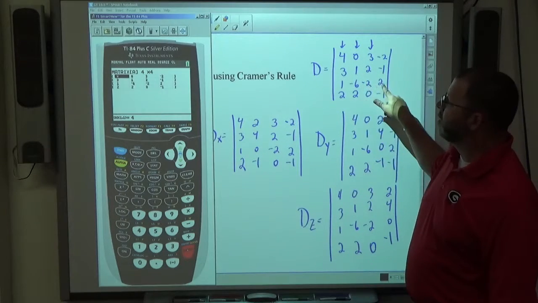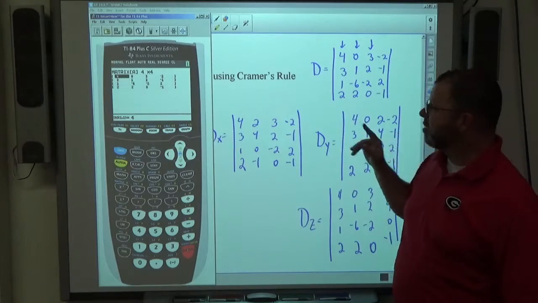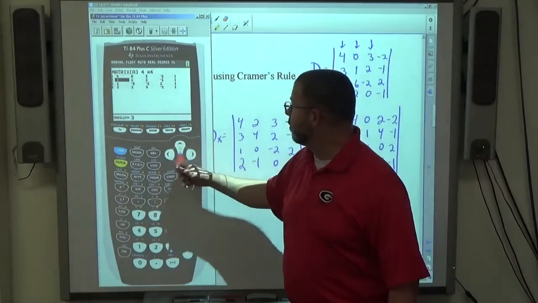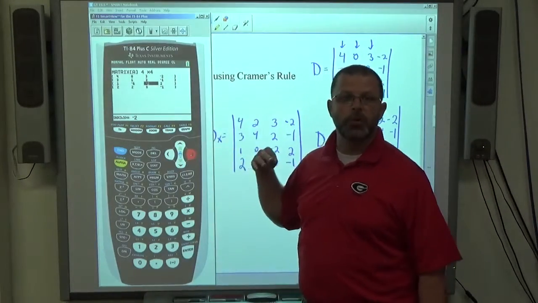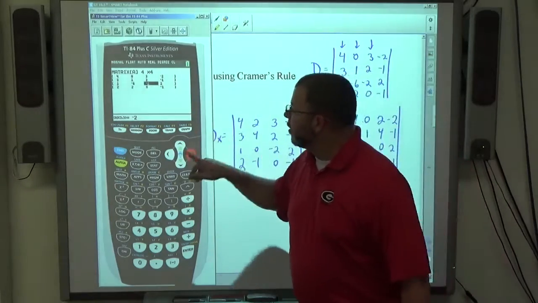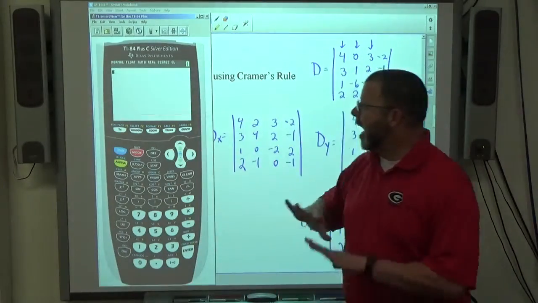1, negative 6, negative 2, 2 matches. 2, 2, 0, negative 1 matches. If one of them didn't match, you can just cursor over to the one that didn't match and change it to what it's supposed to be. And then once you've got matrix A entered, you want to quit, get out of there.